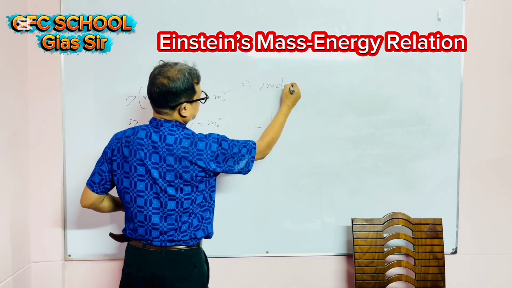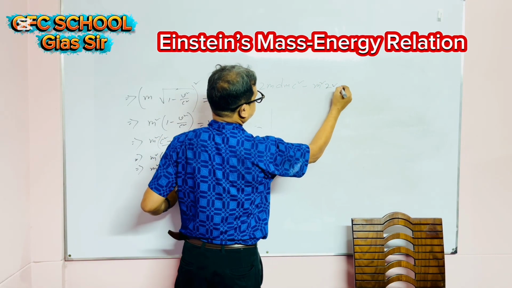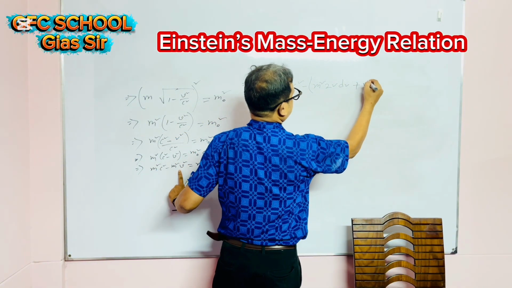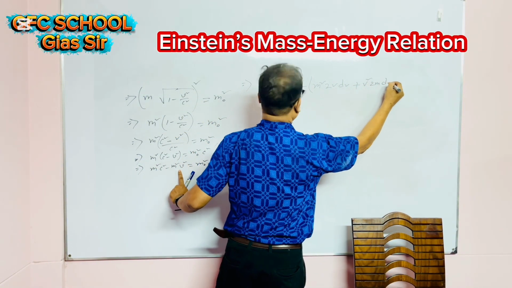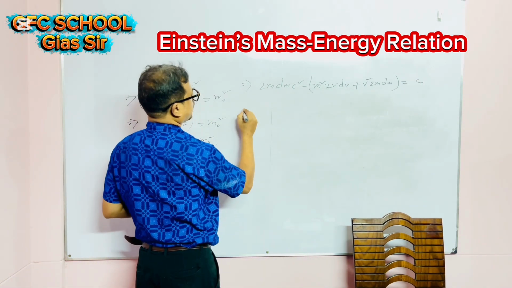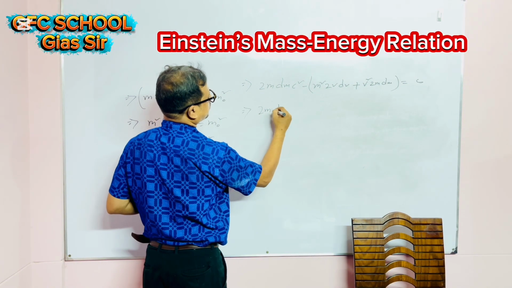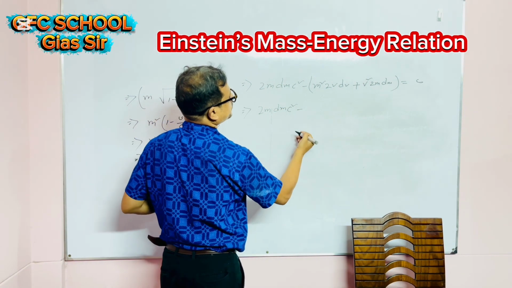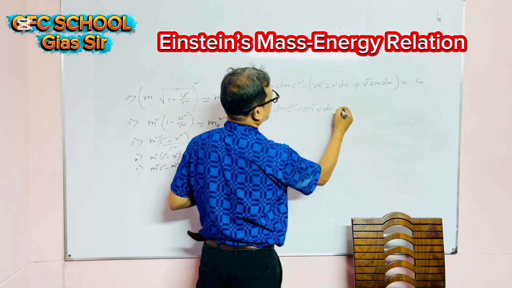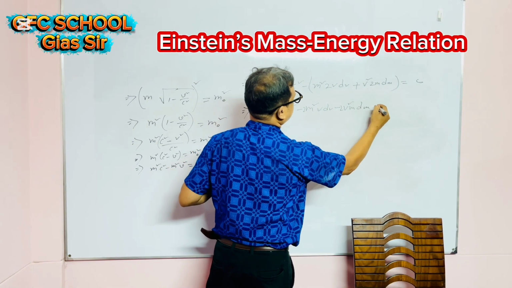2m dm c squared minus m squared 2v dv plus v squared 2m dm equals 0. These are constant. All are constant. Okay. Now, 2m dm c squared minus m squared 2v dv minus v squared 2m dm equals 0, with respect to dt.